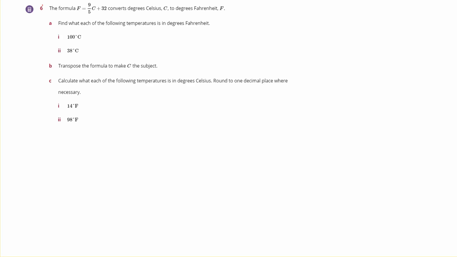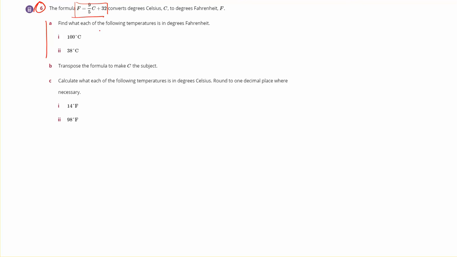For Year 9 Maths, we're going to look at question 6 from exercise 2H. So it's the last exercise that you will be tested on, which is to do with rearranging formulas. Now, I want to rearrange this formula, which converts degrees Celsius to degrees Fahrenheit. But first, let's do part A of the question.